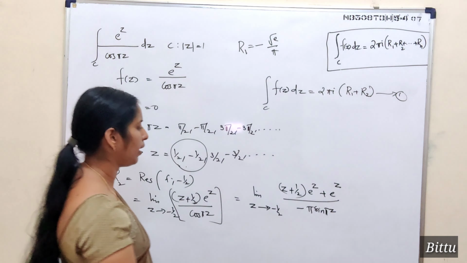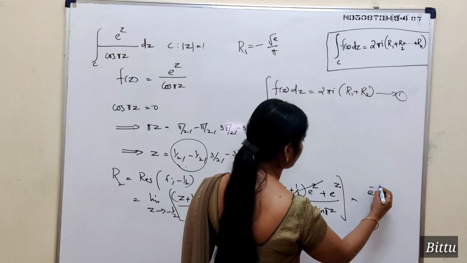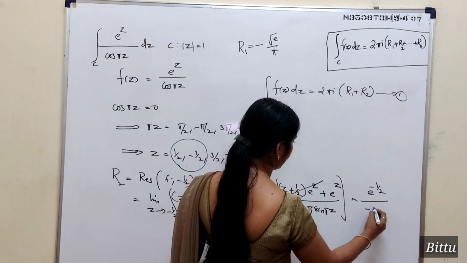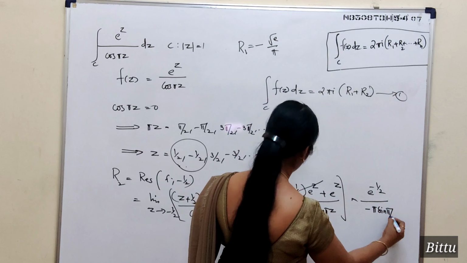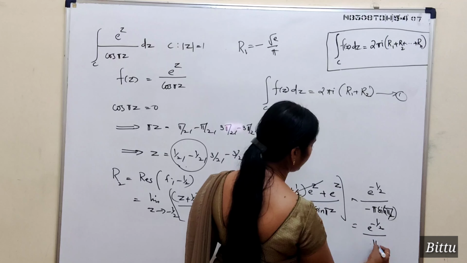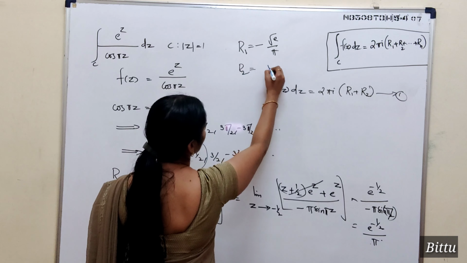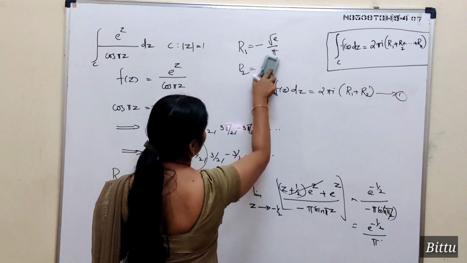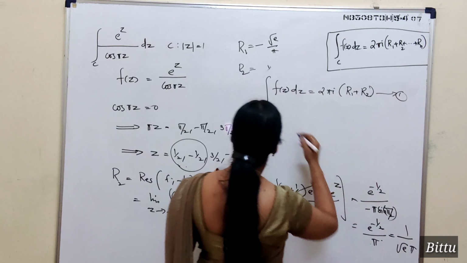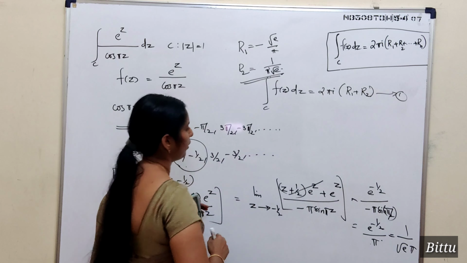You put z equal to minus half. See, this term will be 0. So e raised to minus half divided by minus pi sin pi by 2. Sin minus pi by 2, that is e raised to minus half by plus pi. So R2 is 1 by, you can write it as 1 by root e into pi. So 1 by pi root e. So this is our R2.